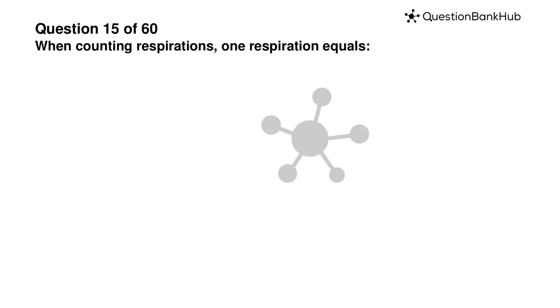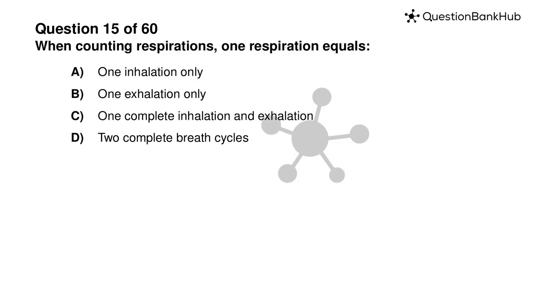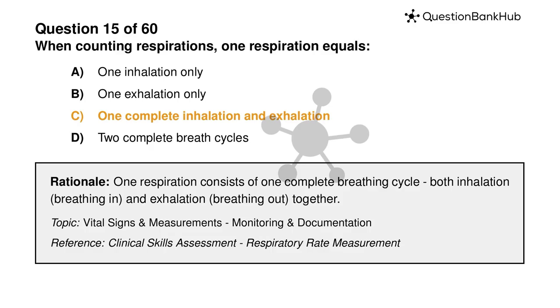Question 15. When counting respirations, one respiration equals A. 1 inhalation only. B. 1 exhalation only. C. 1 complete inhalation and exhalation. D. 2 complete breath cycles. The correct answer is C. 1 complete inhalation and exhalation. One respiration consists of 1 complete breathing cycle, both inhalation, breathing in, and exhalation, breathing out, together.